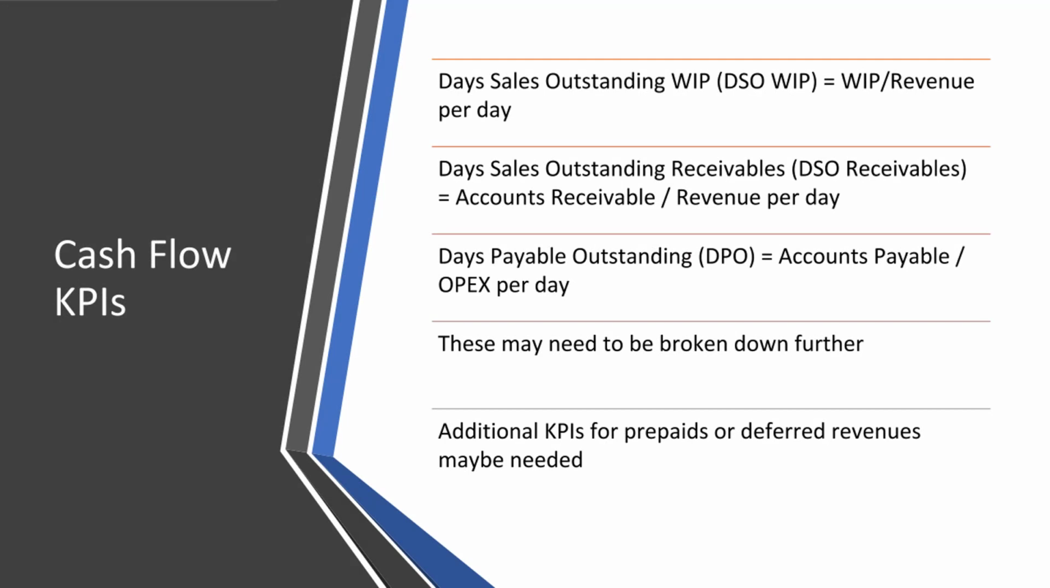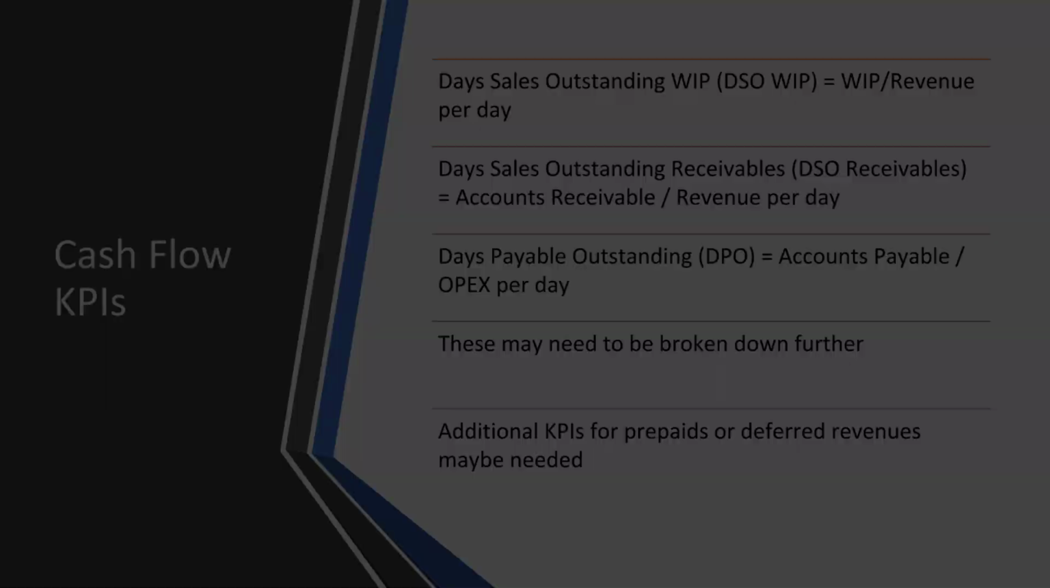So in talking about that, the key performance indicators that I'm saying would be specific to cash flow, which we would recommend at a minimum looking at, are your days sales outstanding WIP. So this is how long is your WIP outstanding before it ultimately becomes revenue. Secondarily, your days outstanding receivables. How long are your receivables outstanding before they are able to be collected? Your days payable outstanding. How long do you let your invoices sit before you pay them, right? Each of these could be broken down further, but these are some basic cash flow metrics that we're going to describe in more detail here.